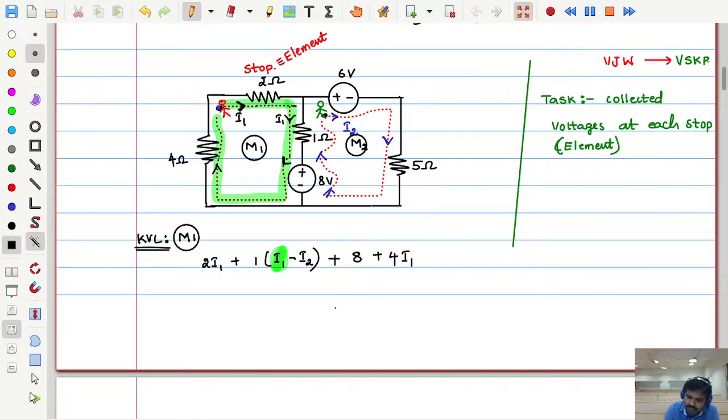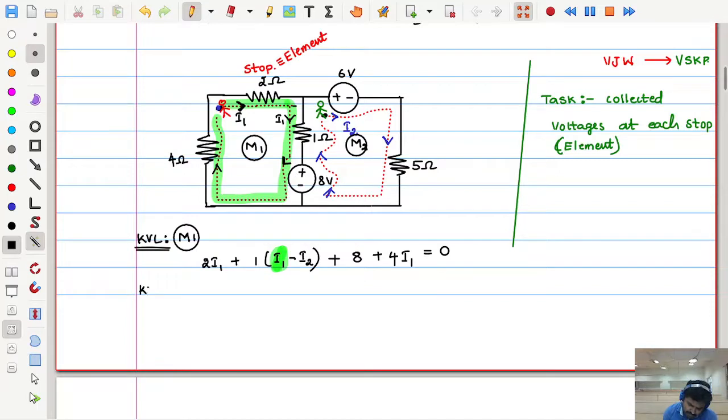But extra care must be taken when a common element is there, especially a resistor, between you and your neighboring mesh. So that current will be a subtraction, that is I1 minus I2. So this is equal to 0. Let me leave this equation as of now here.